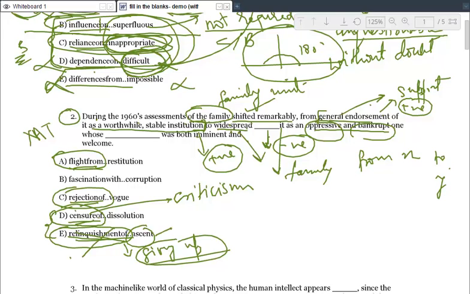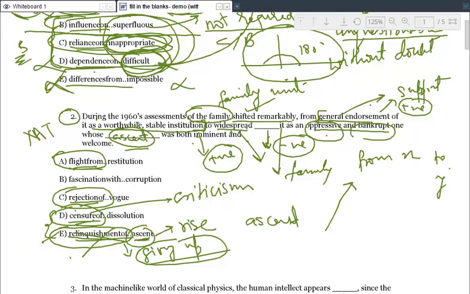Ascent basically means rise. If family as a unit is oppressive and bankrupt, then how can you expect rise? If you say ascent here, then would it make sense? It is oppressive, it is bankrupt, and then you say whose rise was both imminent and welcome. How can you say that the rise of it would be imminent and welcome if it is oppressive and bankrupt? Ascent means to go higher and higher.